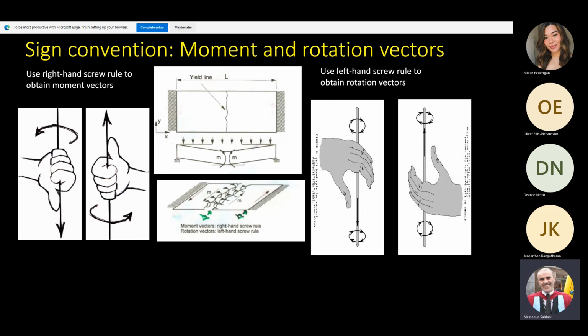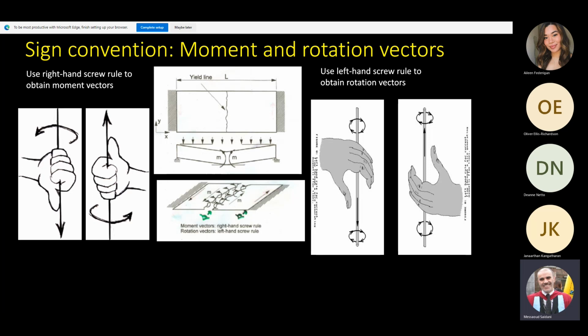You have a moment of resistance going this way, clockwise, right? So with your right hand, you do a clockwise direction with the palm of your hand, and the thumb will give you the vector. See that? And that's the direction for the moment vector. So you use your right hand. You make the direction of the moment, in this case clockwise, and your thumb will give you the moment vector.